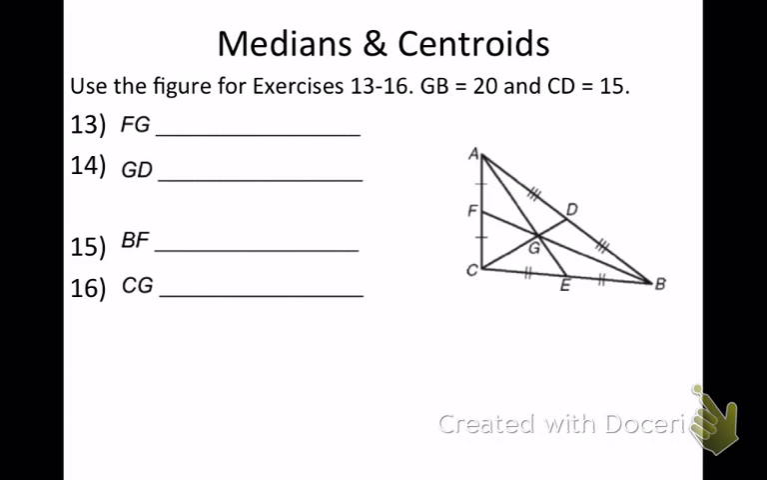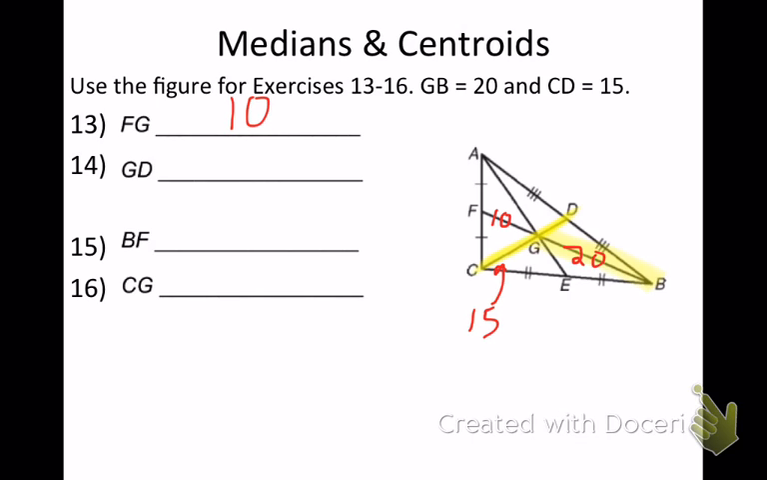Let's try this here. Use the figures for exercise 13 and 16. GB is 20. So GB here is 20. And I know that CD is 15. Okay. So when I work that out, let's talk it through here. What's FG going to be? 10. How'd you figure that out? It's the smaller side. So it's just half of 20, right?